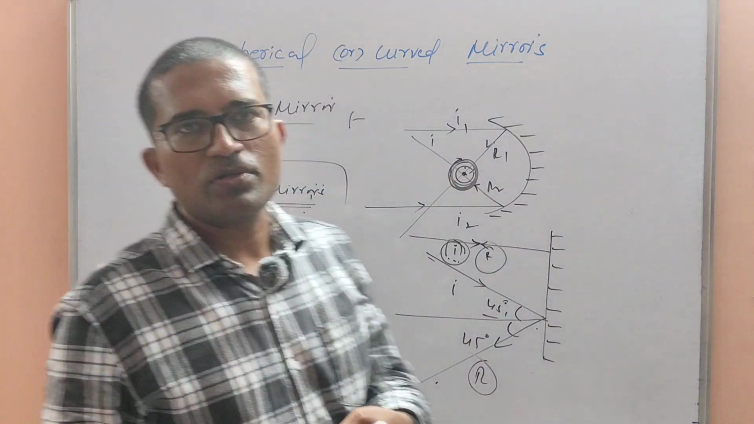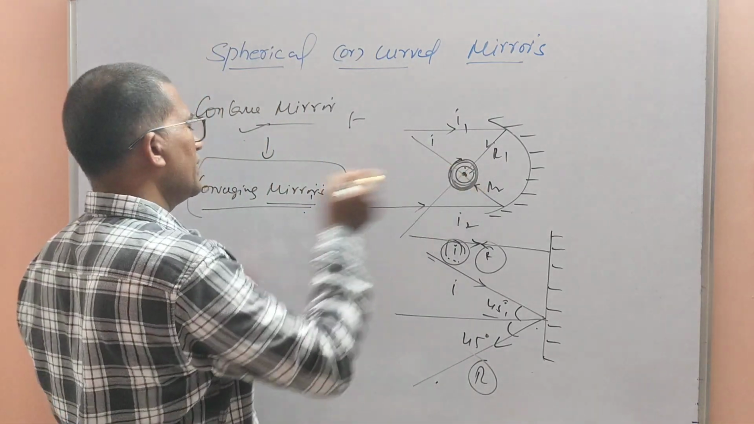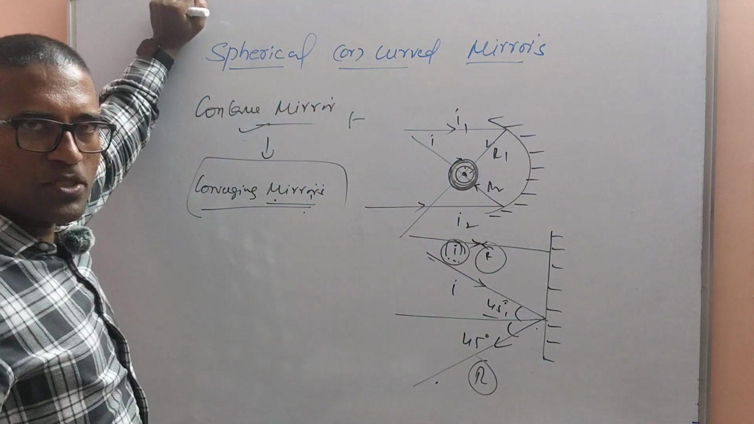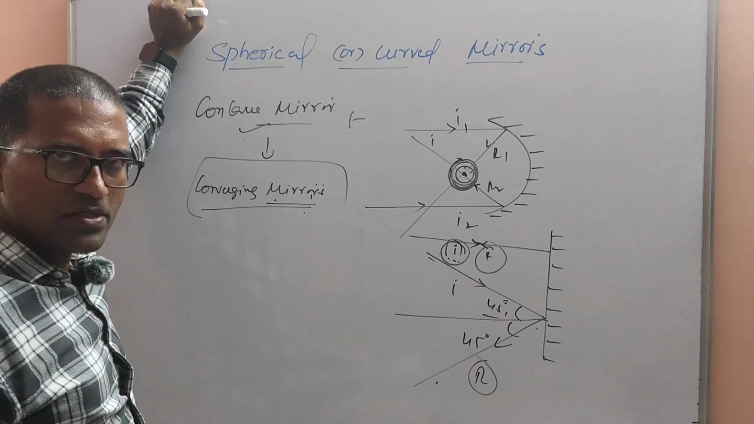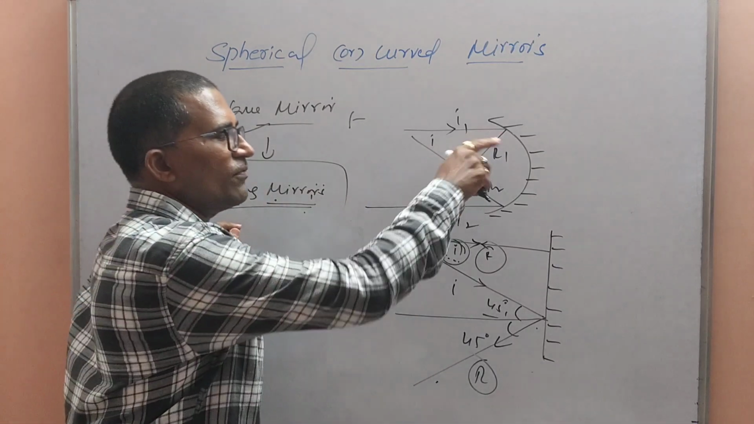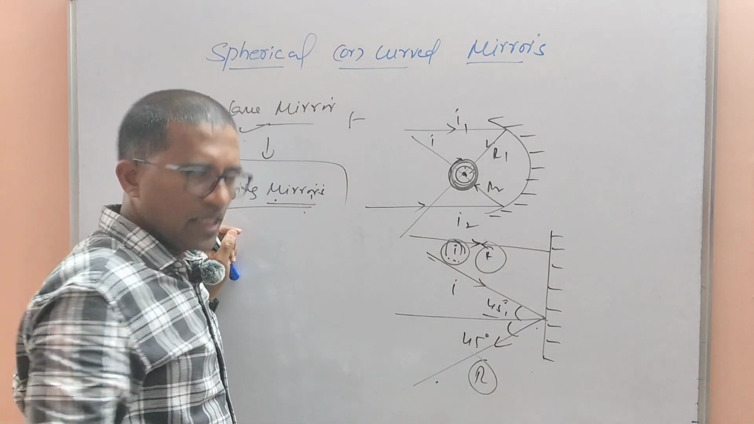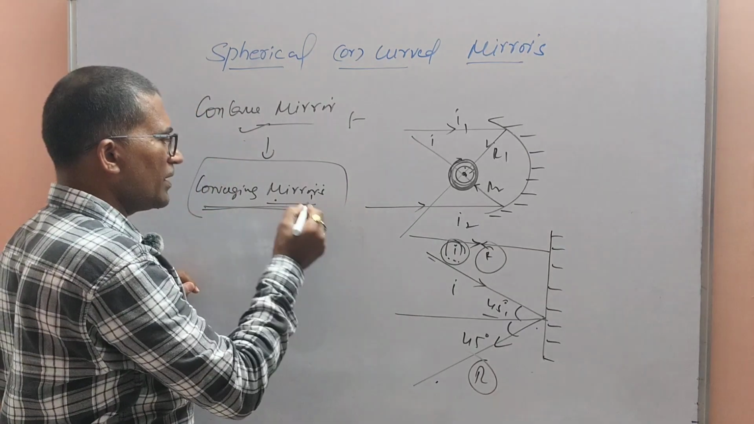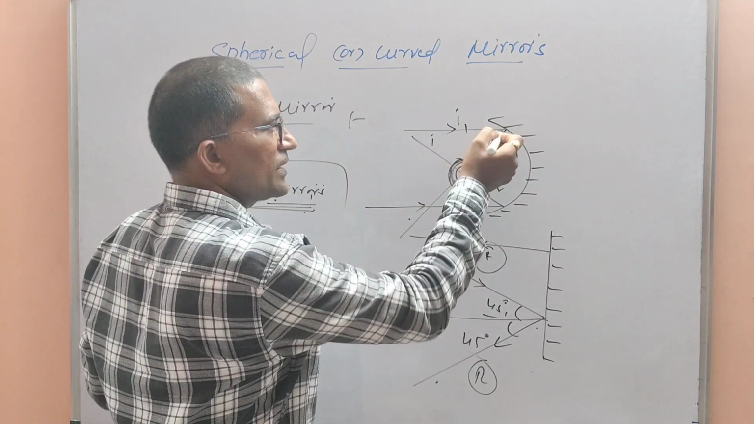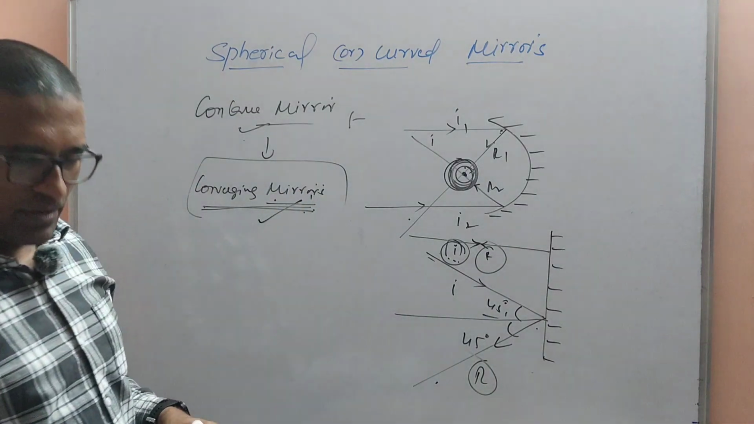Converge means come close, unite, come close to each other like that. They are going to meet at one particular point. Hence, the concave mirrors are also called converging mirrors, whereas plane mirrors cannot be called converging mirrors. Understood? So, concave mirror is a mirror in which the reflecting surface is bent inwards. Concave mirror is also called converging mirror because after reflection, the reflected light rays are going to converge at one particular point.